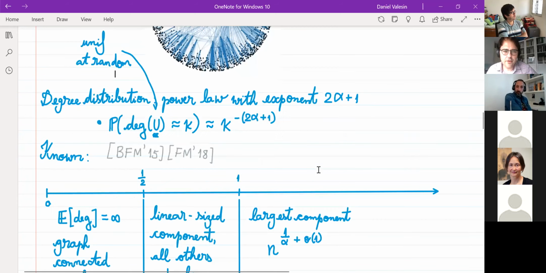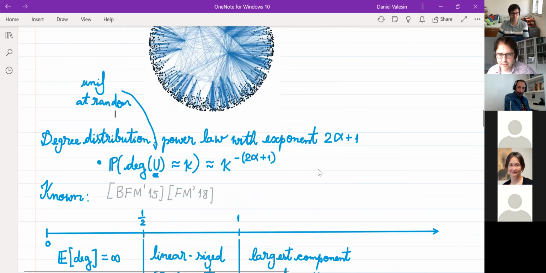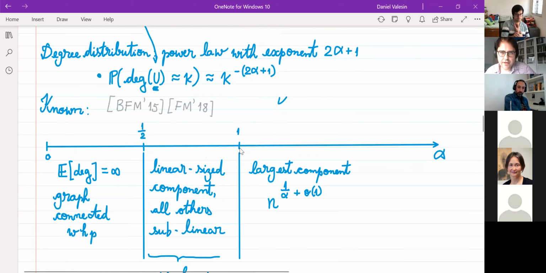But here are some other things that are known about this model. So this axis here is the parameter alpha, which is anything positive. Here the idea is that you're fixing alpha and you're taking n to infinity. And there are different regimes. If alpha is between 0 and a half, then the expected degree is infinite, and the graph is connected with high probability.